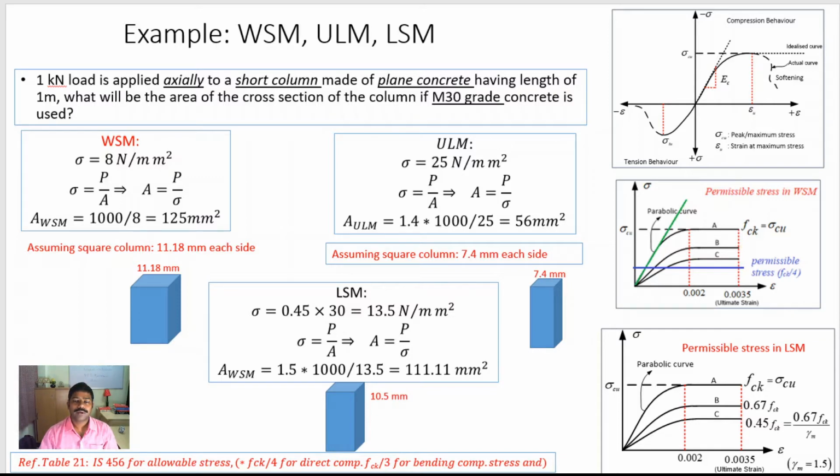Another part given is that the column is made of plain concrete. So it is saying that there is no reinforcement, so we have to consider only plain concrete. And the last one given is that we are using M30 grade of concrete. Okay. So these are the things that are given.